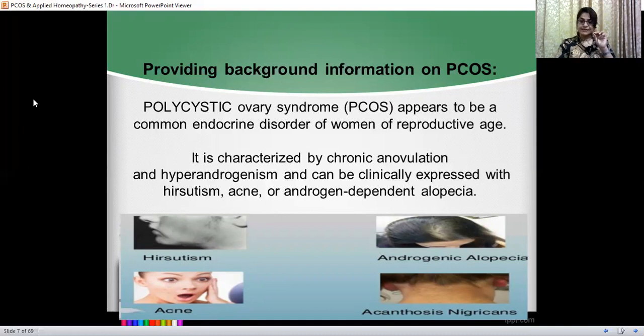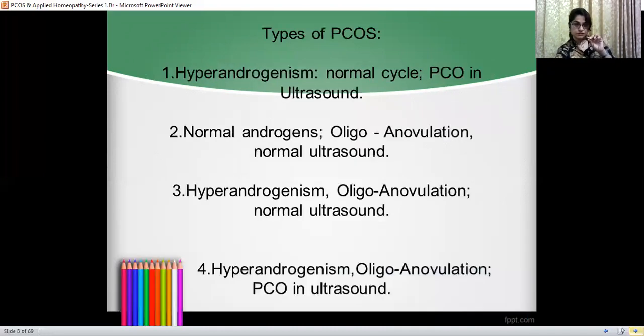The androgen levels in females are increased, and so they develop androgenic alopecia. You can see baldness in PCOS cases. You can see hair growth on the face and chin, that is hirsutism. You can see acne. You can see acanthosis nigricans, that is pigmentation on the neck. You can see these in PCOS cases. All these are clinical manifestations.